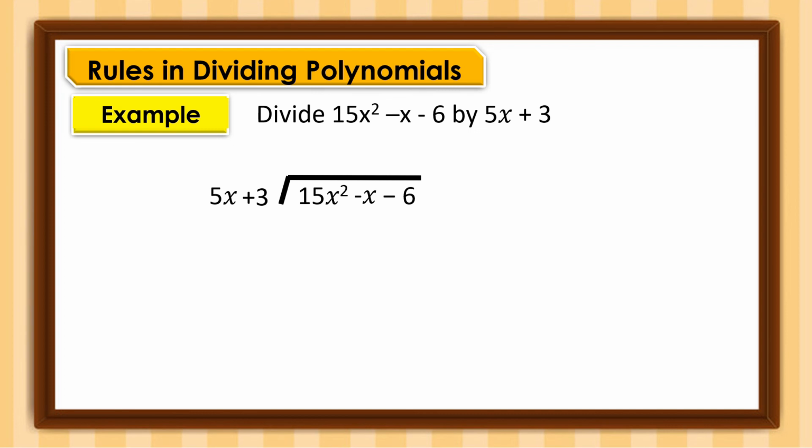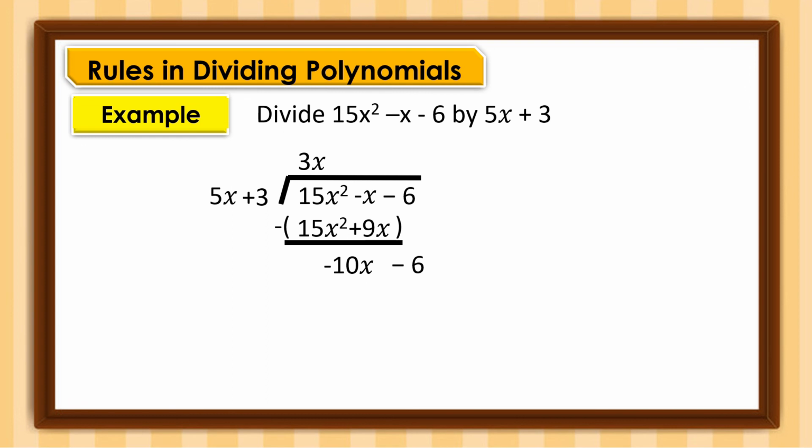So the first step is we will divide the first term in the dividend, which is 15x squared, by the first term of our divisor, which is 5x. And 15x squared divided by 5x is equal to 3x. And then we will multiply 3x by 5x, and that is 15x squared. Also, we will multiply 3x by 3, and that is 9x. Then proceed to subtraction. 15x squared minus 15x squared is 0. And then negative x minus positive 9x is equal to negative 10x.